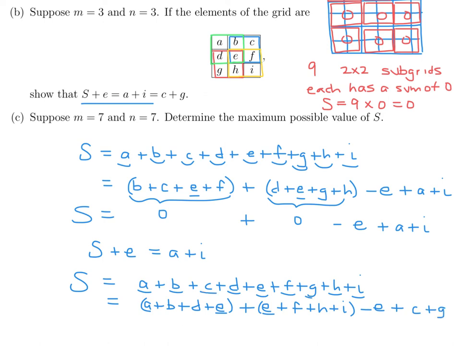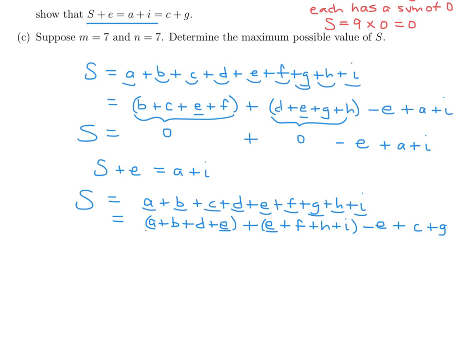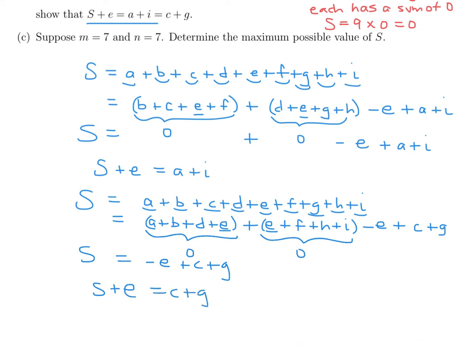Yeah. Okay, so just like before, we know that this guy is 0, and this guy is 0. So that just leaves me with S is equal to minus E plus C plus G, and therefore S plus E is equal to C plus G. And that's the second part, S plus E is equal to C plus G. So that's it. That's what they wanted you to figure out.